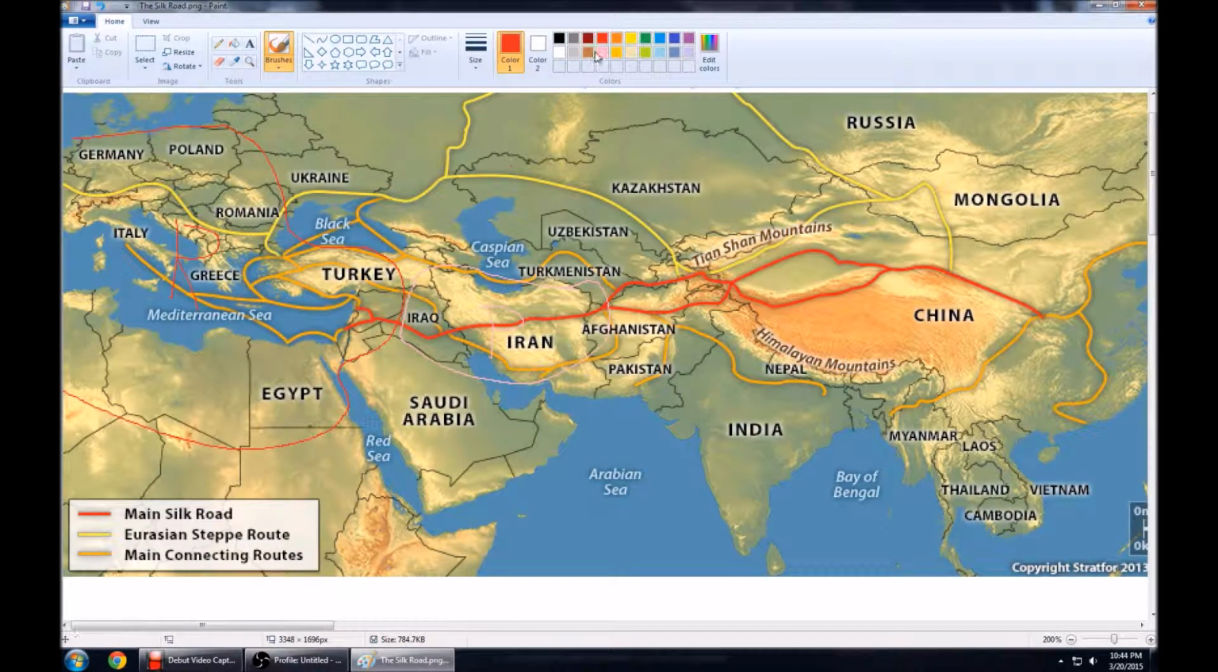And then we got the Chinese. And the Chinese, which had many different emperors and dynasties, basically ruled this area here, although their main center of power was in the kind of the Chinese Eastlands here.